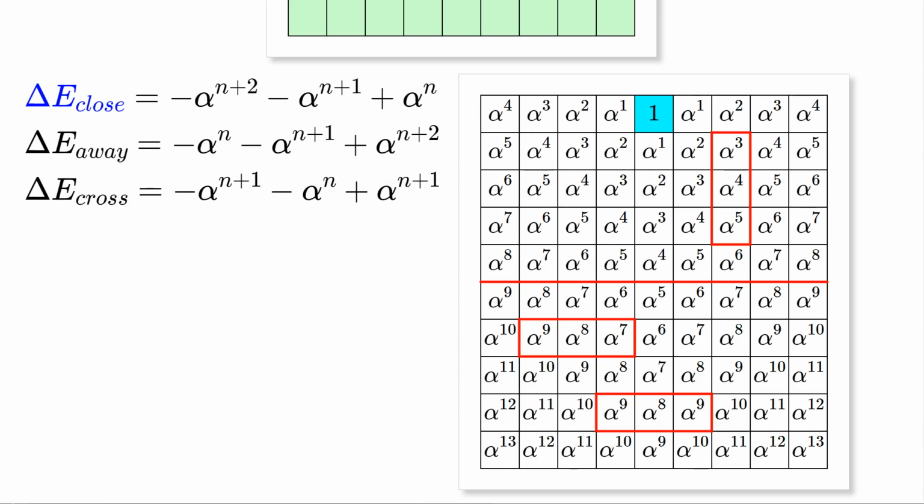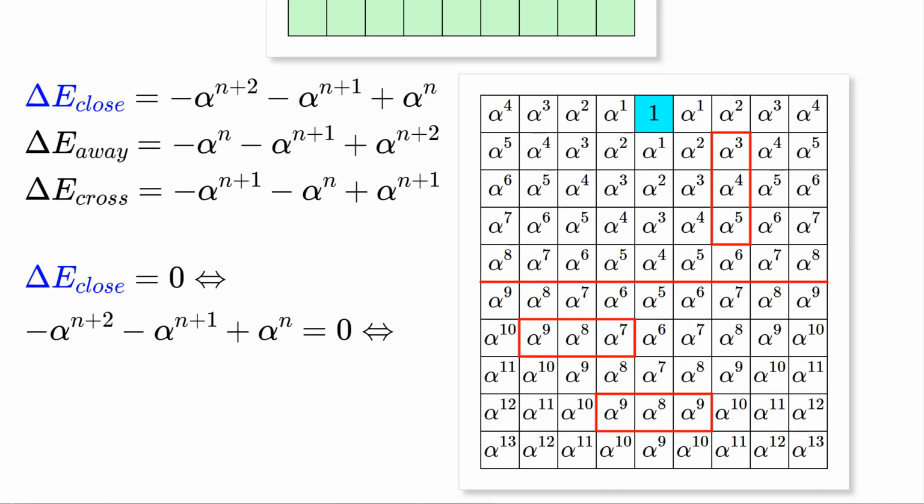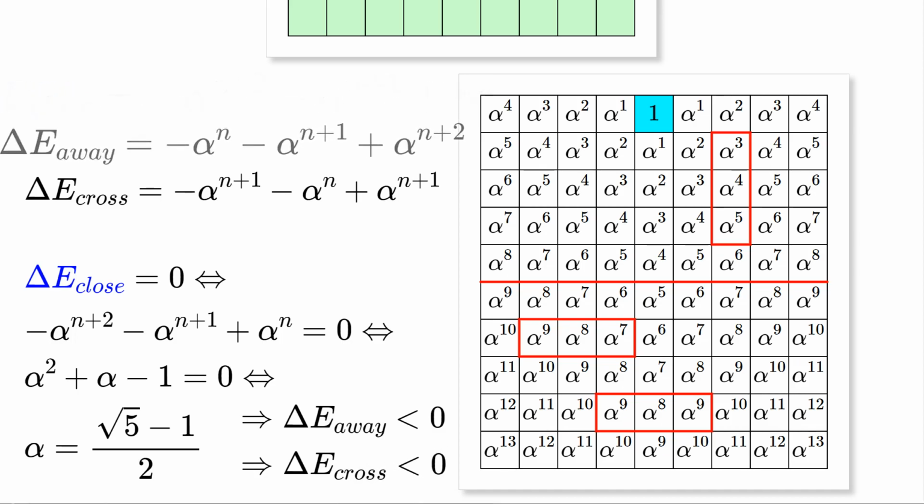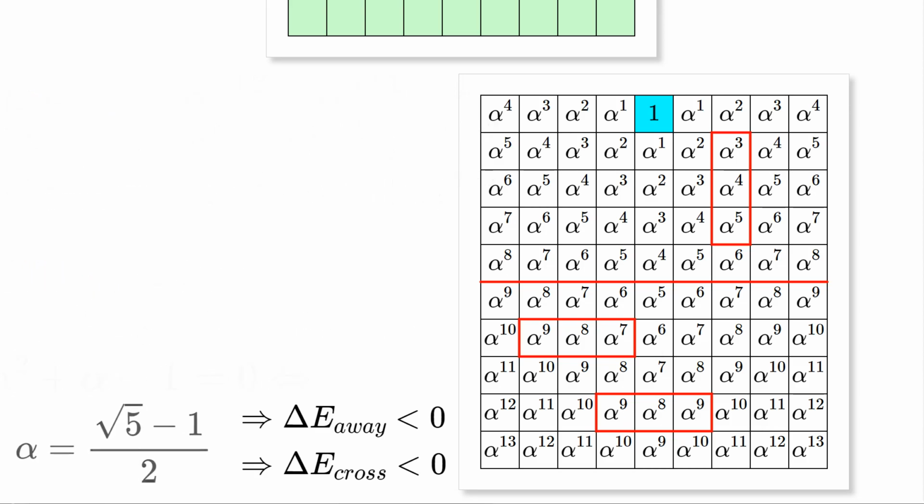We haven't talked about alpha yet. Let's put a value on alpha so that the energy when the peg gets closer to the target square is 0. It does not change. We have to solve this equation. I'm pretty sure I've seen this before. Oh, golden ratio, what a surprise. Actually, it's the inverse. Using this value as alpha, the energy is conserved when we jump approaching the target square. When going away or crossing the central column, the energy decreases. It never increases, it only decreases.